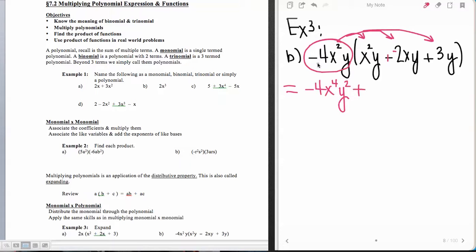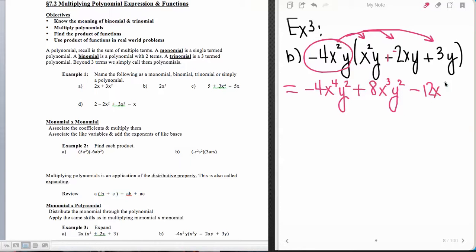And then plus, and then a negative times a negative, which is a positive, 2 times 4, which is 8, x squared times x, that's 2 plus 1, which is 3, y times y, which is y to the 1 plus 1, which is 2. And then finally, negative times a positive, which is a negative, and I'm going to write that as subtraction, 4 times 3, which is 12.